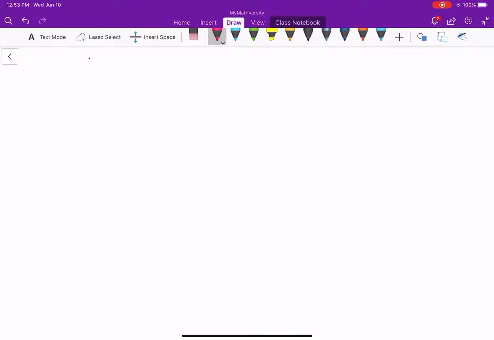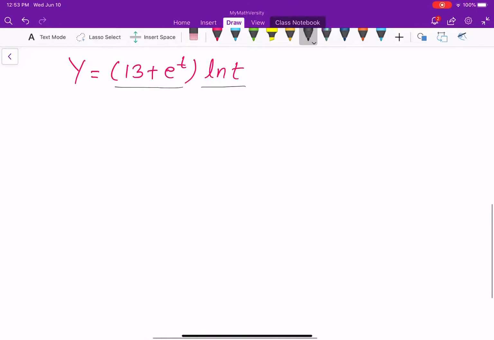Okay, we have y is equal to (13 plus e to the power t) times ln of t. So this is the given function, and you can see here that we have a product of 13 plus e to the power t and ln t. Which rule do we apply to find the derivative of y with respect to x, or y prime?